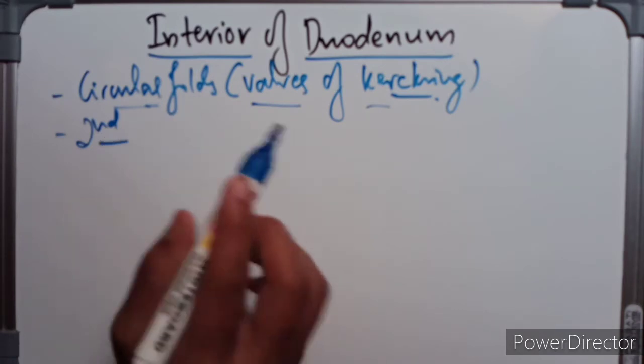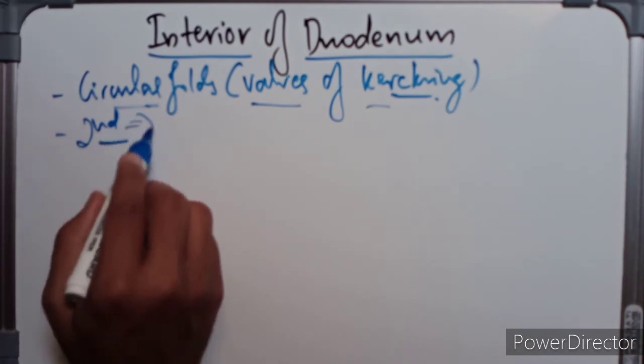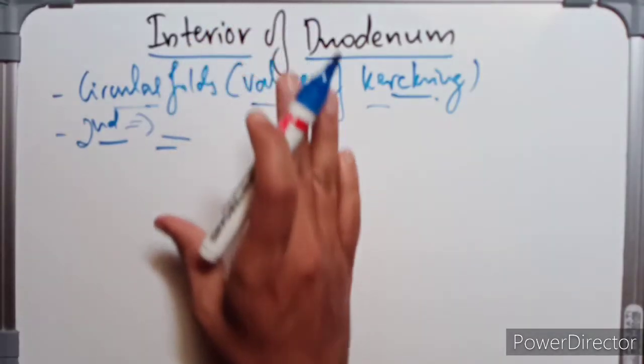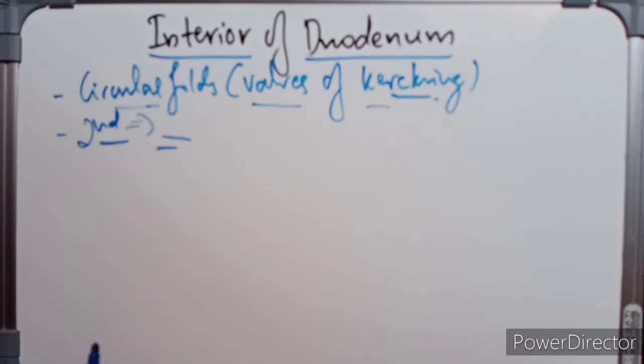We have discussed the parts of the duodenum. Make sure to watch that video. They begin at the second part of the duodenum and then slowly become large and closely set below the level of the major duodenal papilla.